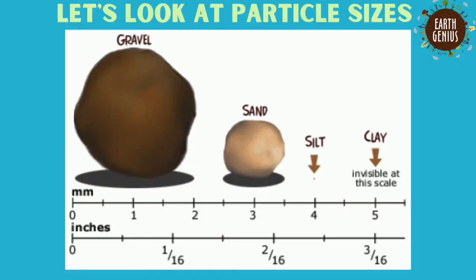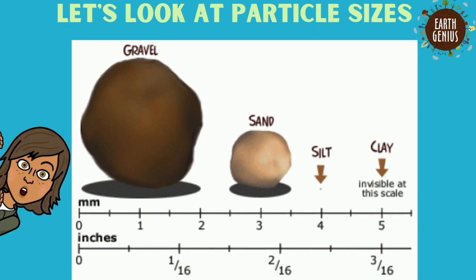Let's take a break from vocab and look at some different particle sizes. The particles are gravel, sand, silt, and clay. And these all help to make up soil, but they're different sizes. Based on the particle sizes, what component do you think water flows through the fastest? How about the slowest? Take a second to pause the video and write what you think in your garden journals.